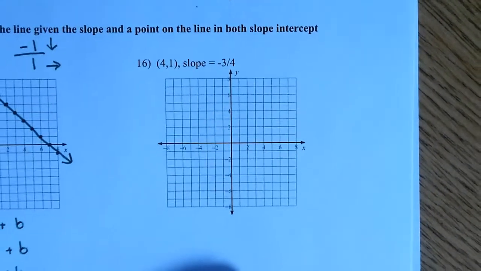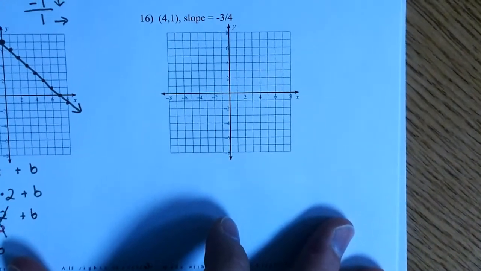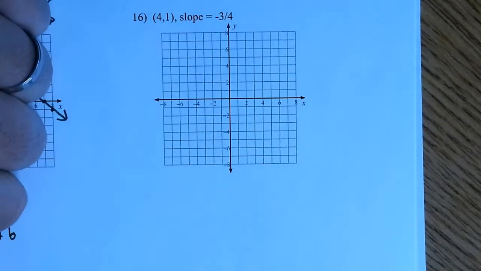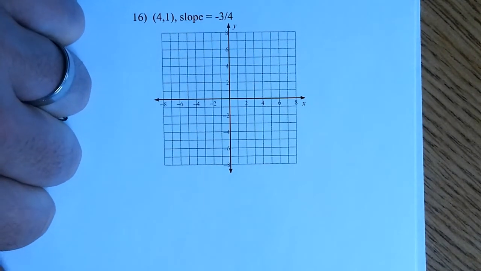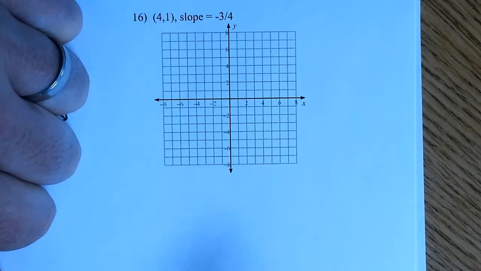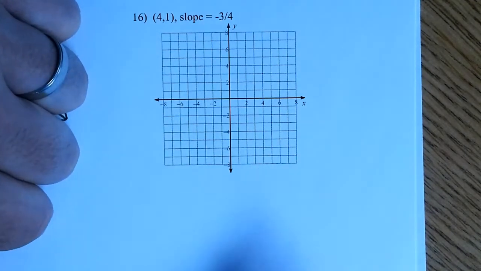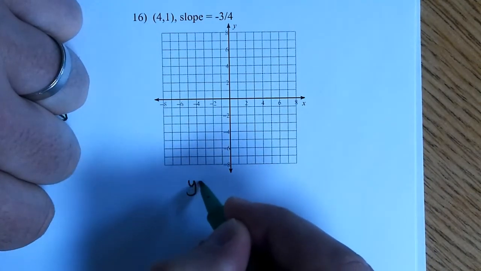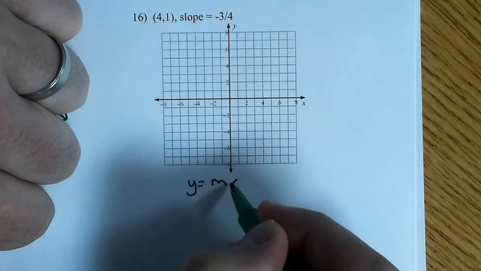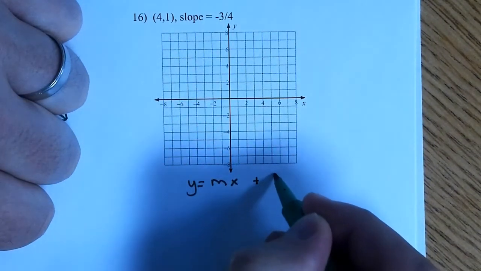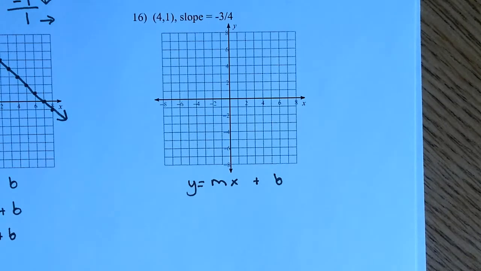All right, next one here. Again, same idea. Don't get freaked out because the slope is a fraction. I just had a kid run out of the room because he was afraid because that was a fraction. He just ran out of here screaming. That might be the student I had to go get.